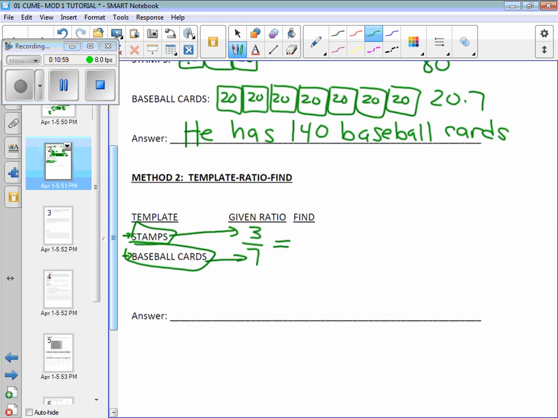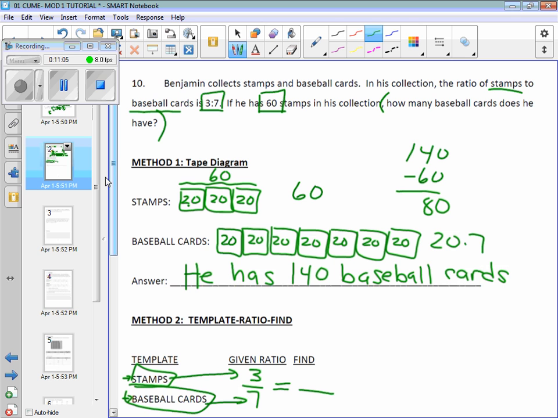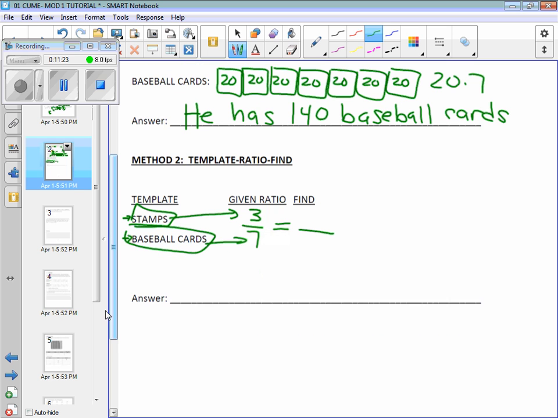Now, I could do 2 things for my find. I could look back at the question and see, what is it am I trying to find? Is it baseball cards or stamps? The last piece there tells us that how many thing. You're looking for keywords, how many, how much, how little, how small. The answer to what we're trying to find is in that sentence. In this case, it's baseball cards. That's our unknown. I'm going to put a question mark for that right now.